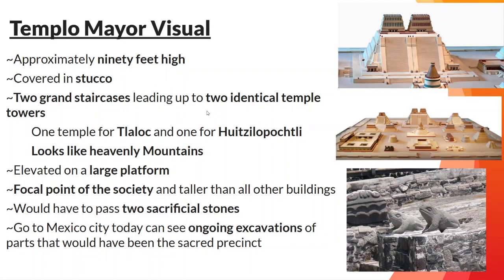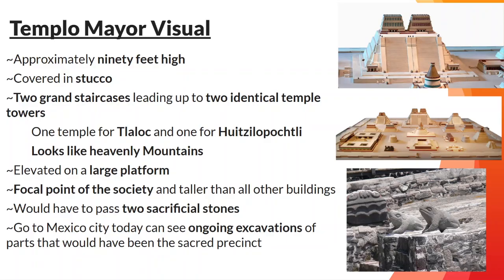So when we are looking at Templo Mayor, it is massive. This is 90 feet high. That's like stacking two Splash Mountains on top of each other, about. It's covered in stucco. Stucco's that kind of rough material you see on the outside of houses. Two very large staircases leading up to seemingly identical temple towers. One temple, like I said, was for Huitzilopochtli, the other for Tlaloc, and that's to look like the heavenly mountains. It's also all elevated on a large platform.